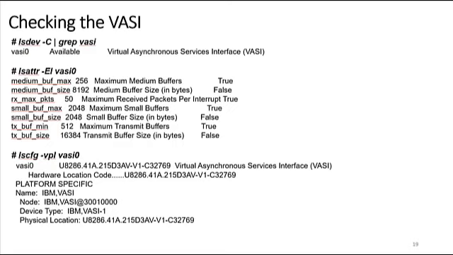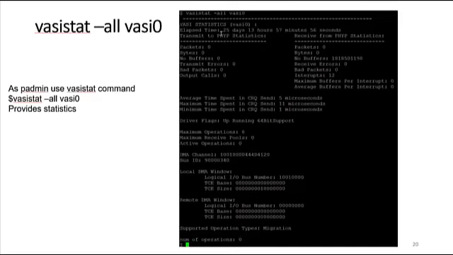So I mentioned the VASI, and you can check that by doing an lsdev. You can also do an lsattr and see what its configuration settings are, and an lsconfig on it. I've never had to change any of these settings, and I certainly would not recommend you change them without talking to IBM. There's also a vasistat command that you can run as padmin to get statistics on how the VASI is doing when it's doing transfers.